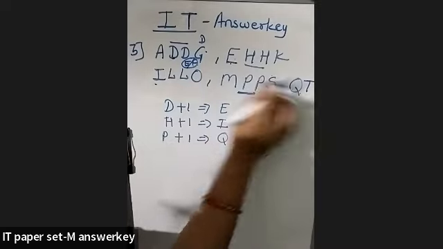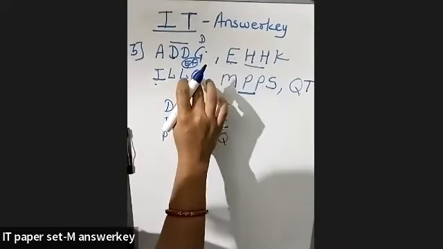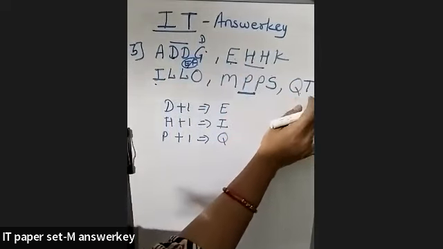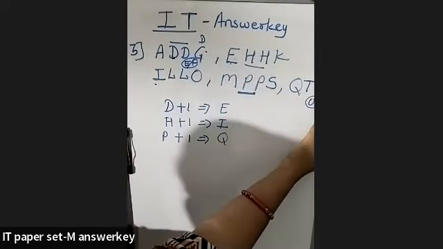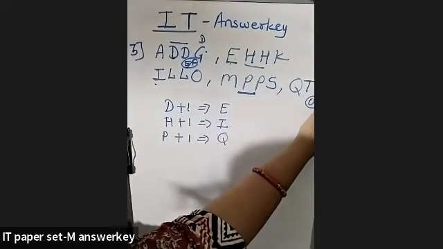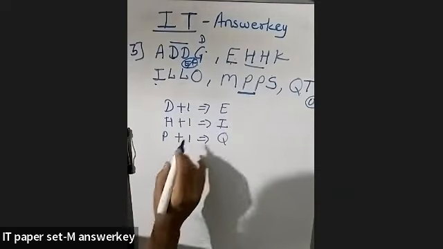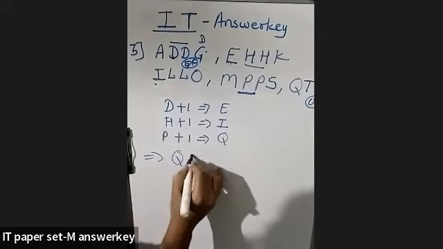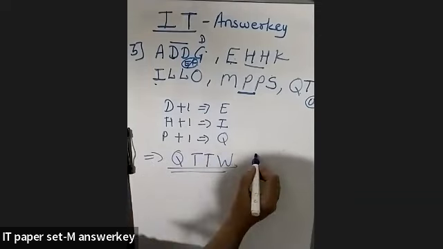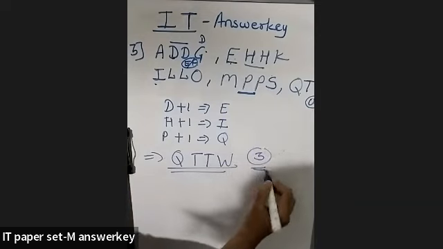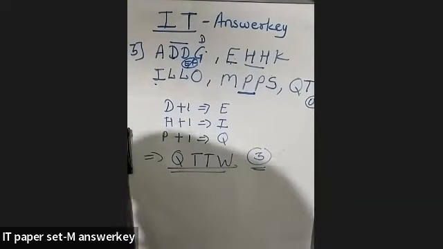And the next letter is 2 letters after T. U and V must be dropped. So, next letter is W. So, the correct answer is Q, T, T, W. That is option number three. Option number three is the right answer.